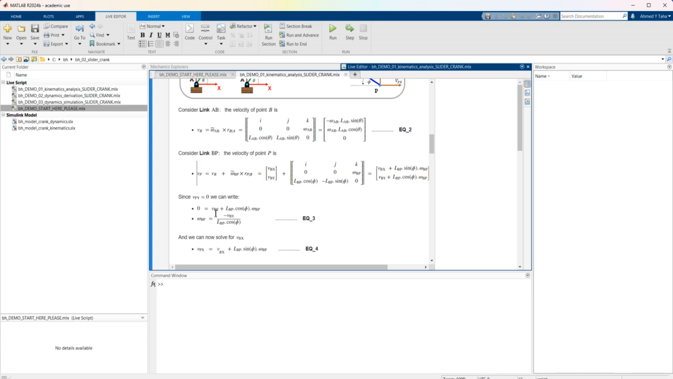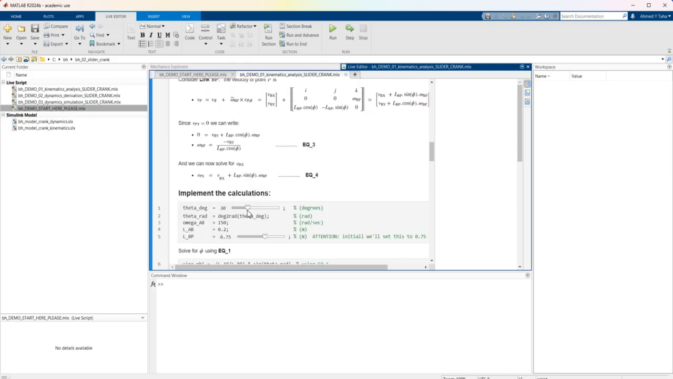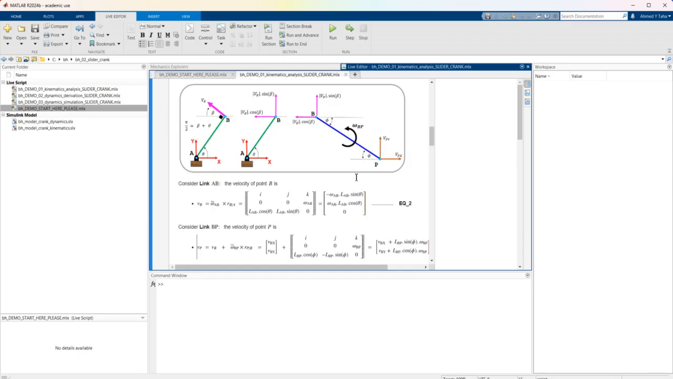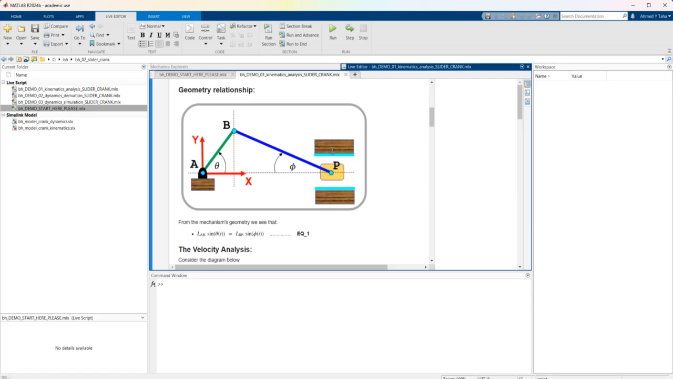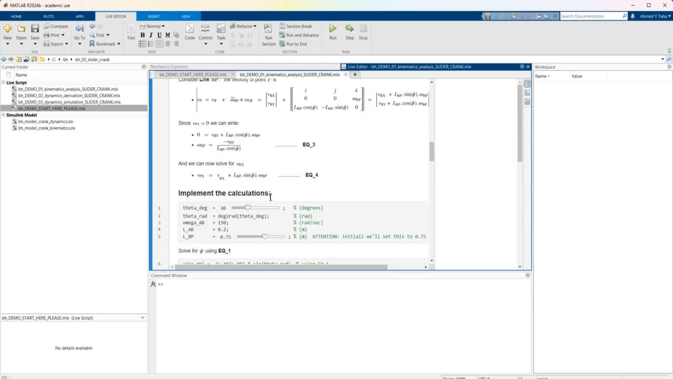So the velocity Py is going to be equal to 0. We can write down the equation for the omega, and then we can write the equation for the velocity of the Vp. As we know, the y value is going to be 0 because this slider, the node going up and down, is only going to go left and right. So it's going to have only an x component for the velocity, and we can solve that.